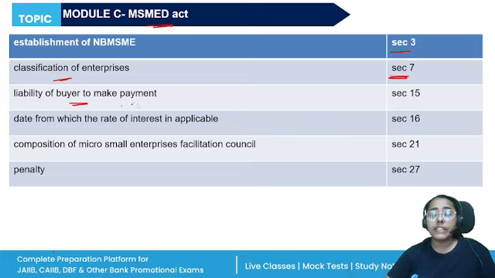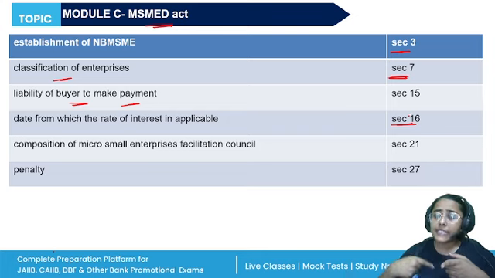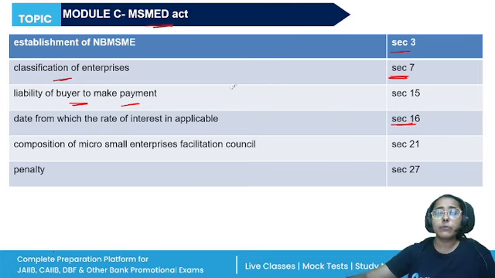Then the liability of the buyer to make payment is given in section 15. The date from which the rate of interest is applicable is also important, and it is given in section 16. Where any supplier supplies any goods or renders any services to the buyer, the buyer will make the payment on or before the date agreed upon between them, or at maximum this date should not be more than 45 days.